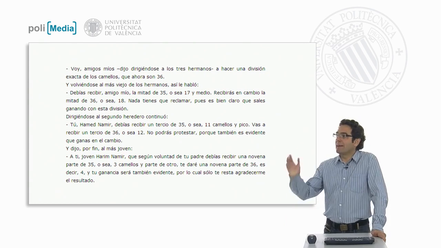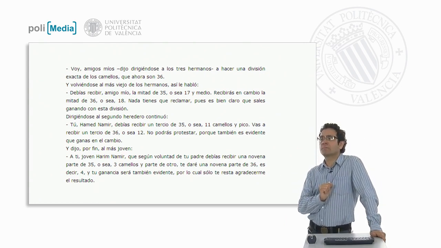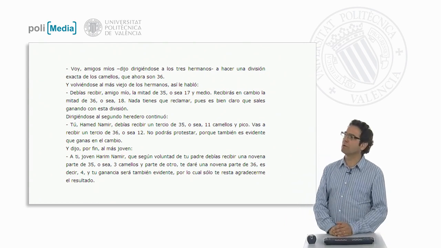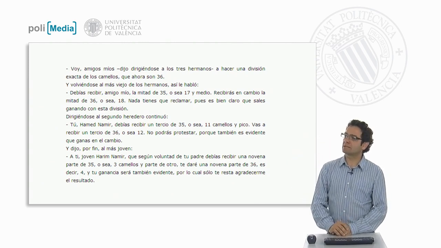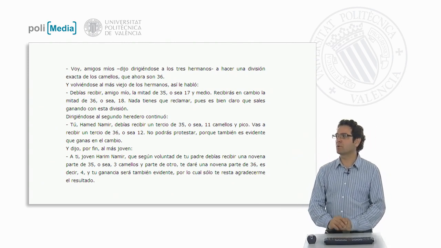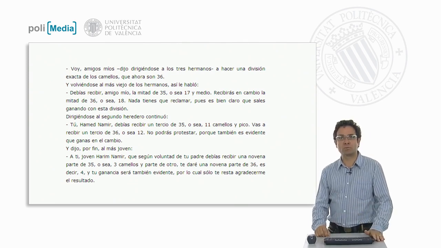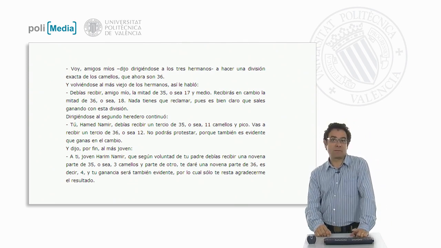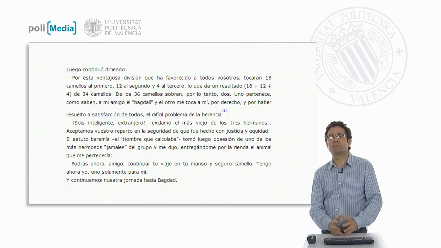And finally, the youngest one told him, the second will of your father is to receive the 9th part of 35, 3 camels and part of another, the 8/9, those that we had calculated. I will give you the 9th part of 36, which is 4, and your reward will also be evident. So all you have to do is thank me for the result.